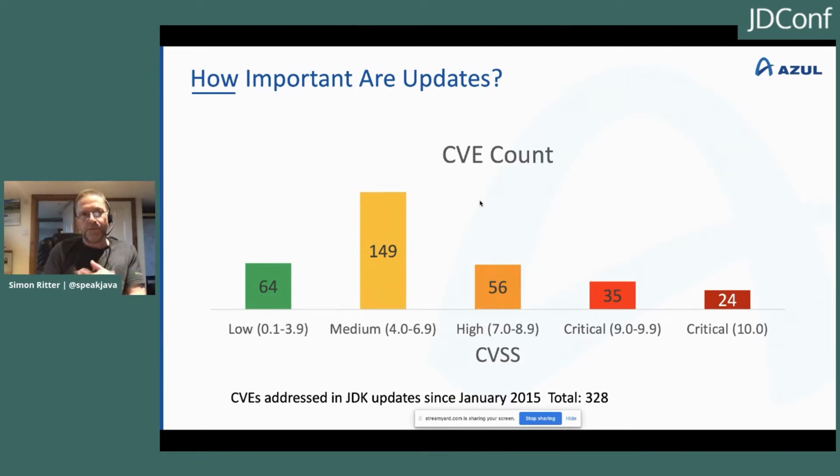Then I also did another breakdown of this, and I looked at, okay, what's the distribution of CVSS scores across all of the updates? This time I went all the way back to January 2015. There's a total of 328 CVEs which have been addressed in updates since then. And as you can see, we've got a small number of lows, a reasonable number of highs, a few criticals, and I then broke down criticals into the 10.0s, which are the absolute ones that you must fix because they're too easy to exploit otherwise. And then the vast majority are in the medium range. But there's a significant number in the critical range. What's that? 59 critical vulnerabilities that should be addressed over the last 5 years.